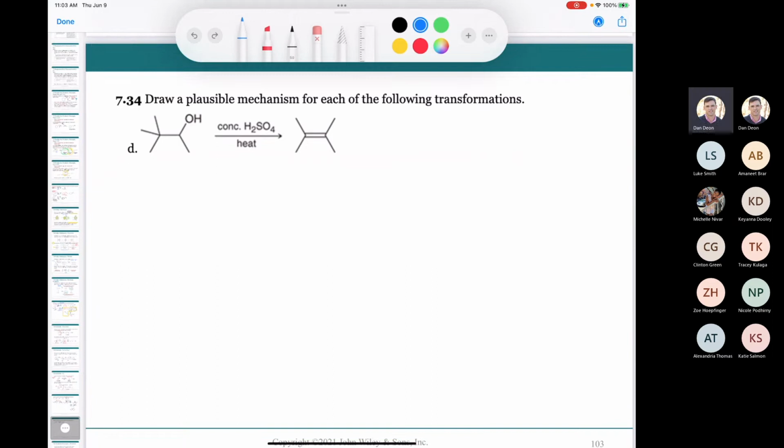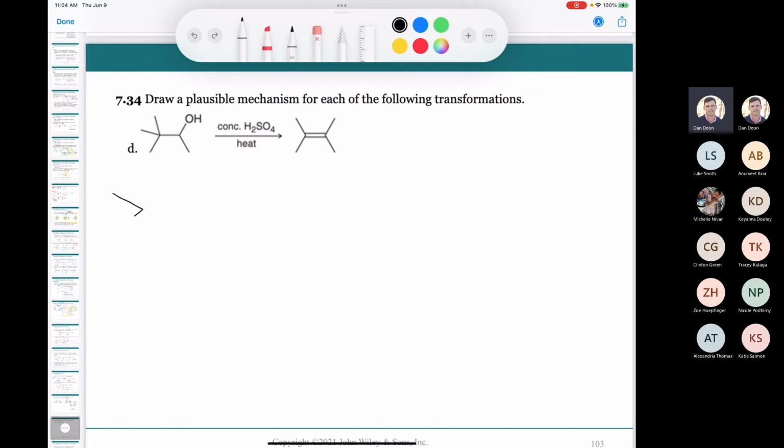Let's try another one to see if we can draw a mechanism for the formation of this alkene. We're taking a secondary alcohol and we're treating it with sulfuric acid. Well, what happens if you take an alcohol and you put it in sulfuric acid? You protonate that alcohol to convert it from a poor leaving group into a good leaving group. So what's going to happen here?